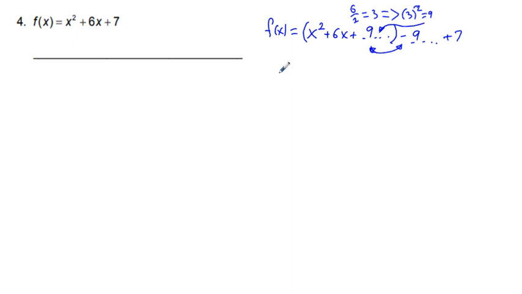So when we work this out, we're going to get f of x equals quantity x plus 3 squared. On the outside, we have -9 plus 7, we're just going to simplify to minus 2. So, therefore, our completed square is going to look like vertex form: f of x equals quantity x plus 3 squared minus 2.